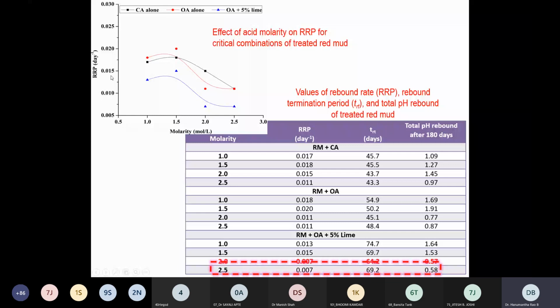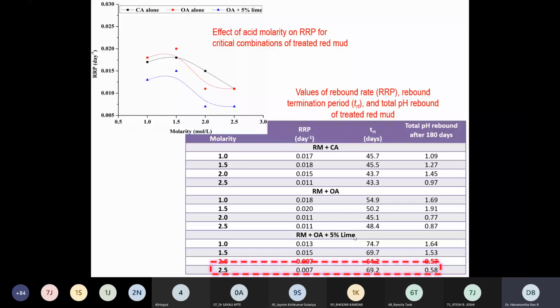So at approximately 2 molar, the rate of rebound is immensely low. And at 1 and 1.5, the rate of rebound is slightly high, especially high at 1.5, and from there onwards it decreases. But from our studies, we found that for the combination, there was a lower rate of rebound, a slightly higher period of time required for rebound, and a lower total pH after 180 days. So the combination of oxalic acid plus 5% of lime is highly effective.